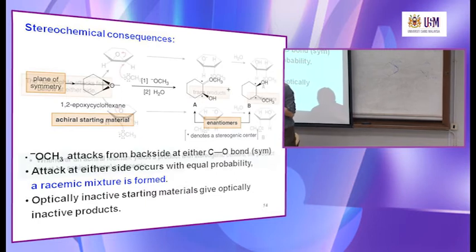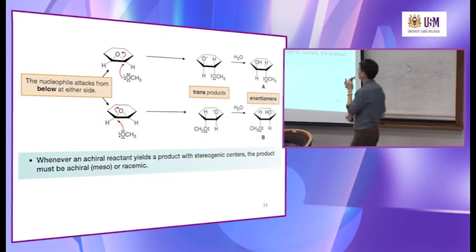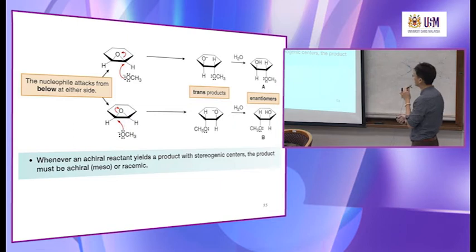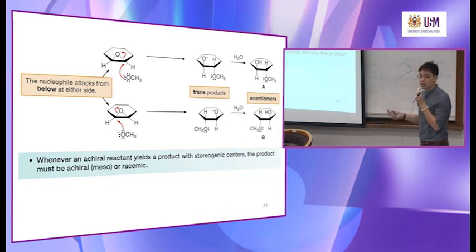Okay, how about this? This is also the same. This is also in the ring. Actually, it just shows you from a different view, so you can see better. So this is an epoxide attached to the ring. Now you can see that the methoxide attacks from below, either you can attack from here or attack from here. So you will get this. This is just a different presentation of the previous one.